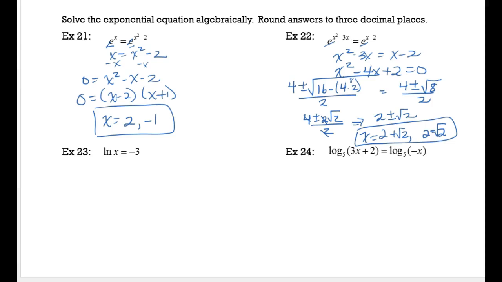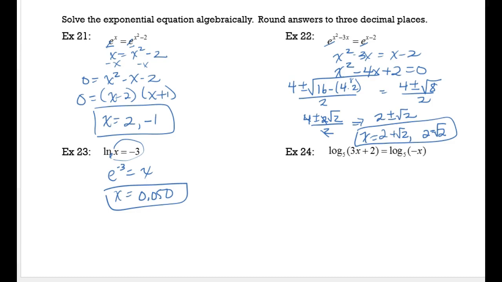All right, 23. Pretty straightforward. All I have to do is swirl this. So e to the negative 3 equals x. I can put that in my calculator, and I find out that x is equal to 0.050, straight from the calculator.